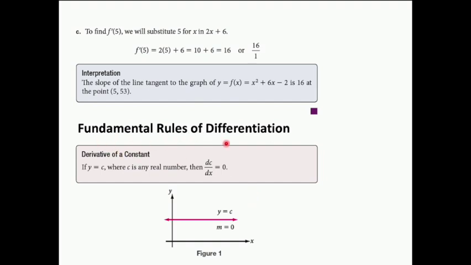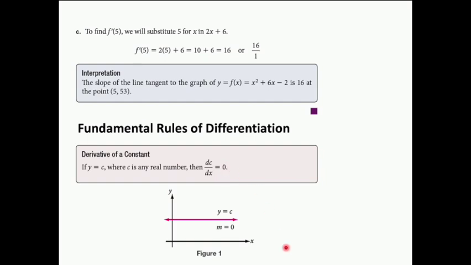Okay, so the first rule is about the derivative of a constant. So if we just have a horizontal line, y equals 7 or y equals 50, and that function is just a constant, just some number because we're looking at a horizontal line, then when we take the derivative, it is 0.